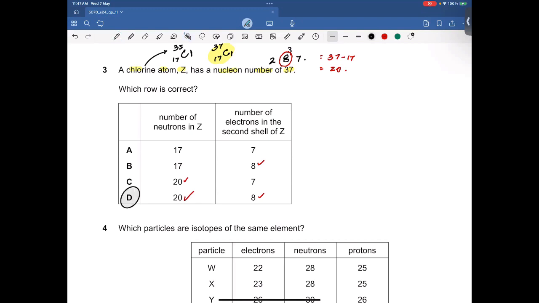Because the examiner was looking for the number of electrons in the second shell. So how many electrons did we have in the second shell? 8. So 8 is here, 8 is here. And obviously, if we subtract 17 from 37, we get the neutrons. So neutrons 20 is here too. So the right answer is D.